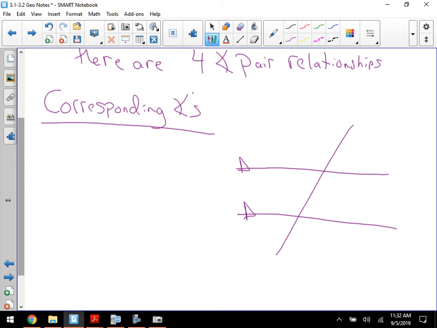Corresponding angles, really super easy to work with. Corresponding angles are angles that are in the same spot on the same side of the line. Same spot on same side of the transversal.